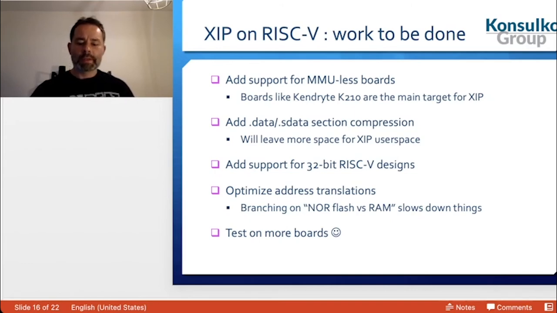Finally, there are some things to be optimized with regard to address translations in the XIP code, because the current implementation, the one that we have done, is heavily using branching to figure if an address is in the NOR flash or it's in RAM, and this branching slows down things. And finally, we do want to test on more boards and have feedback, but it's not only up to us.